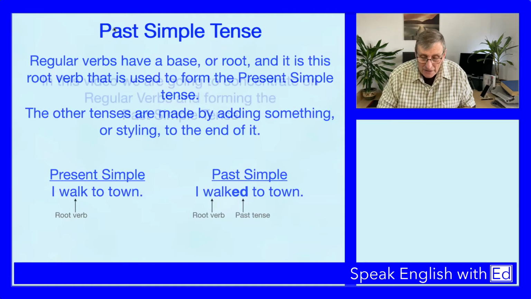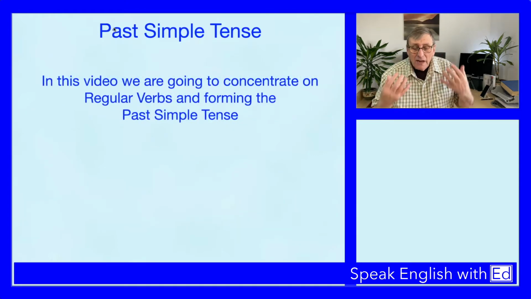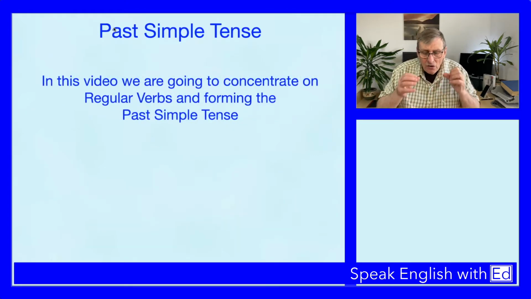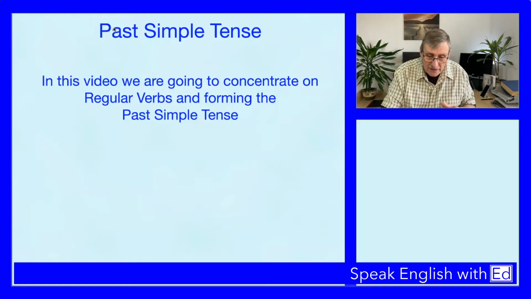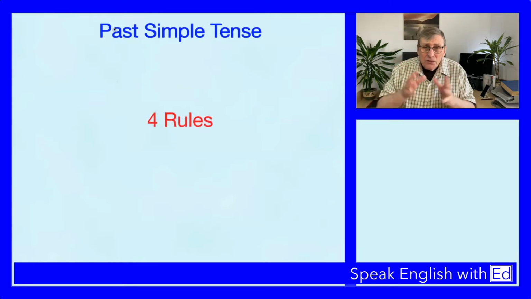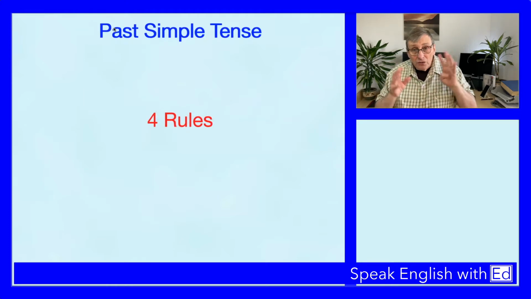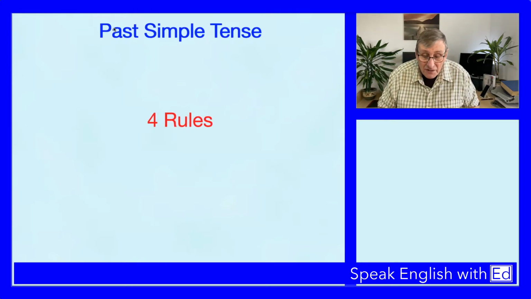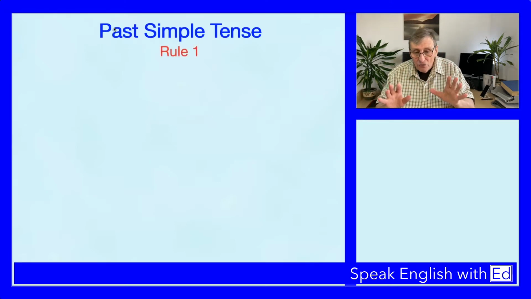Now in this video we're going to concentrate on regular verbs. We're not going to worry about irregular verbs because they've got different rules of their own, but we're going to concentrate on regular verbs and forming them in the past simple tense. To do this, there are 4 rules, but don't get freaked out. We're going to explain everything about them here, so you'll be understanding it all by the time you've finished. So there are 4 rules.